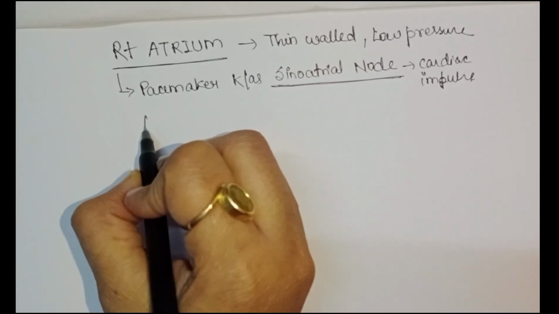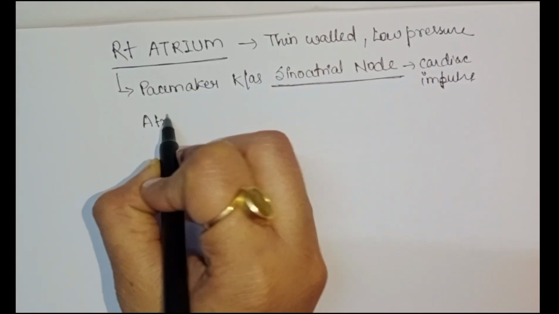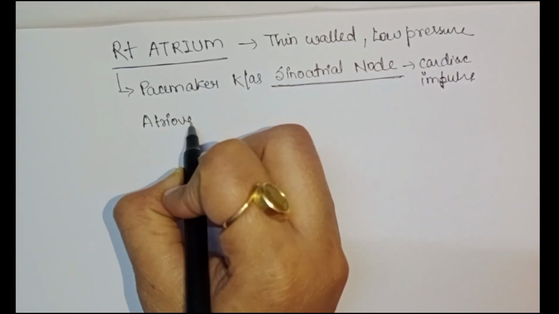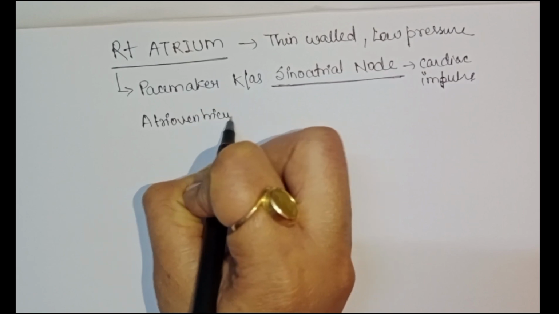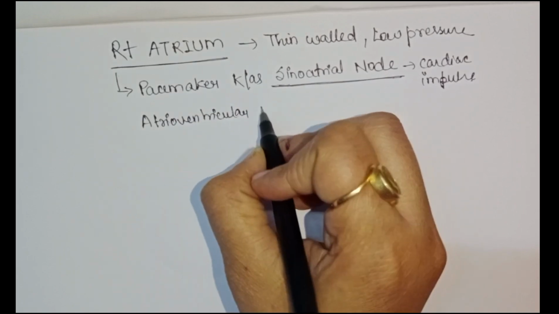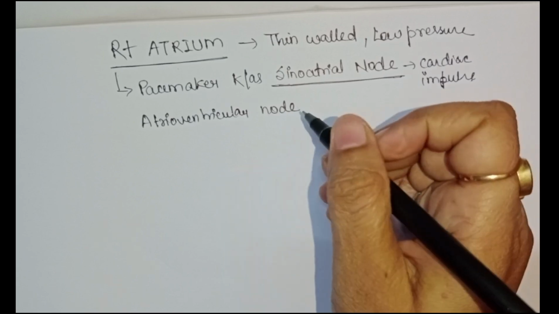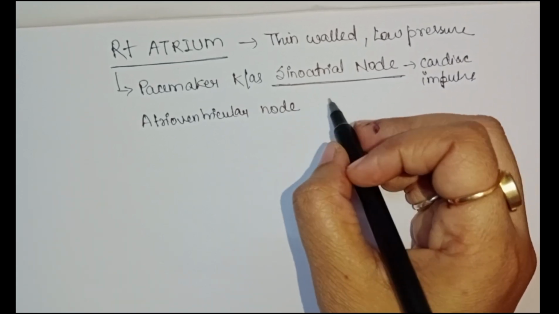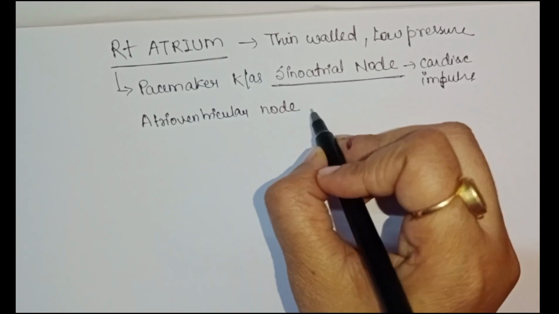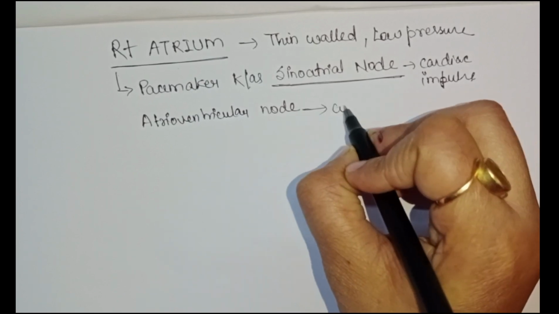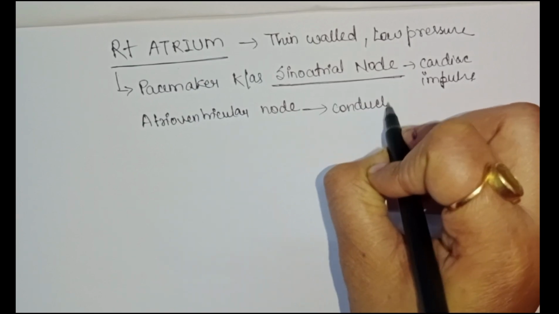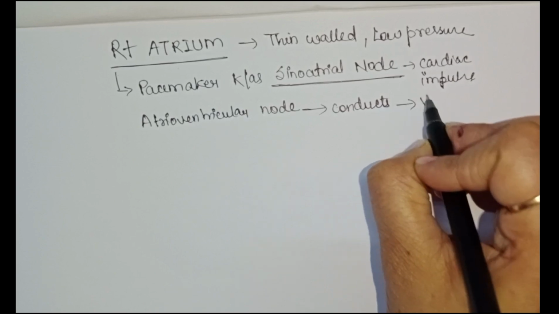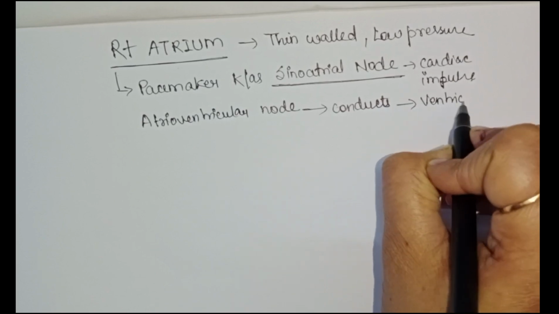And it also constitutes the atrioventricular node that conducts the impulse to the ventricle. The atrioventricular node conducts the impulse to the ventricle.